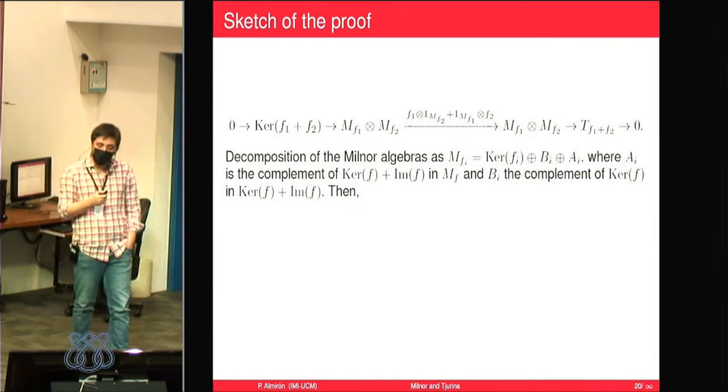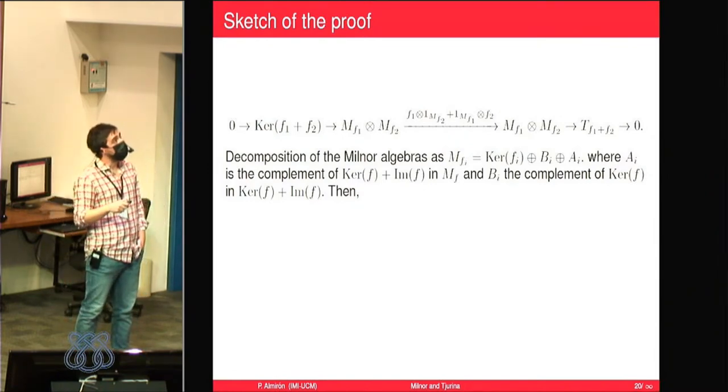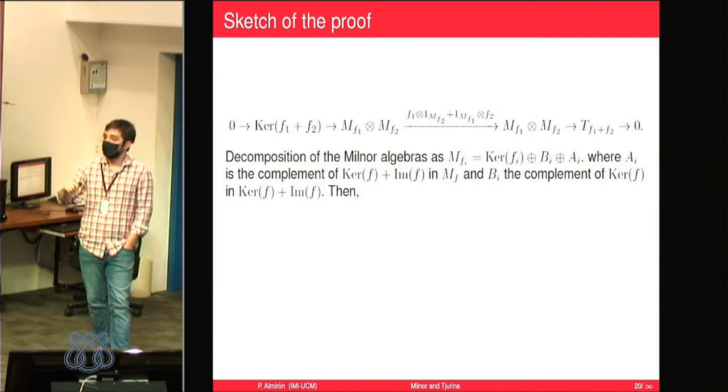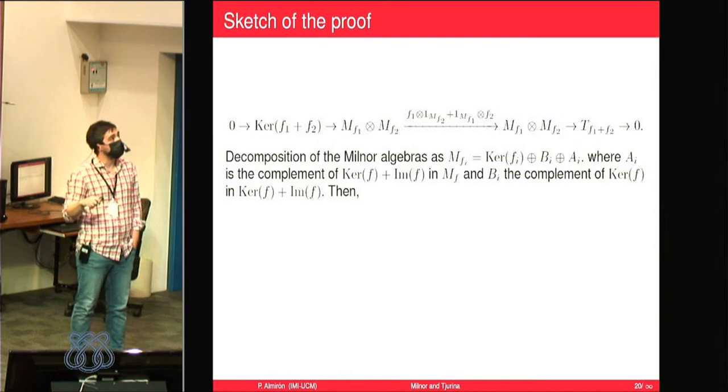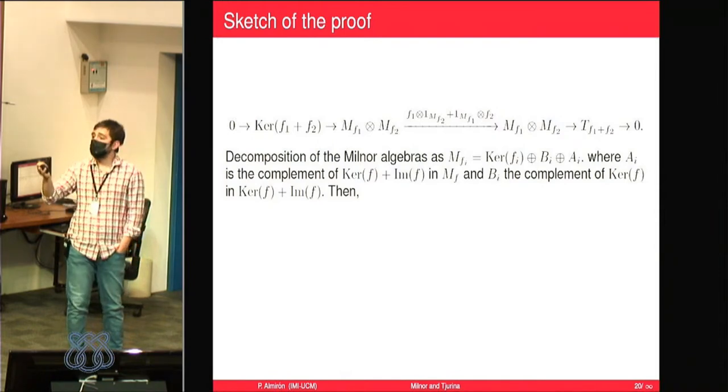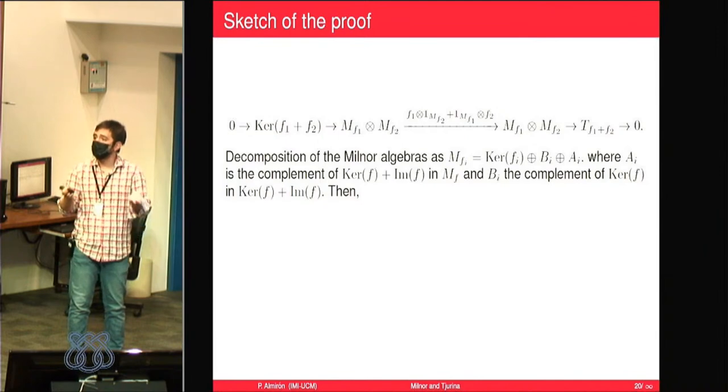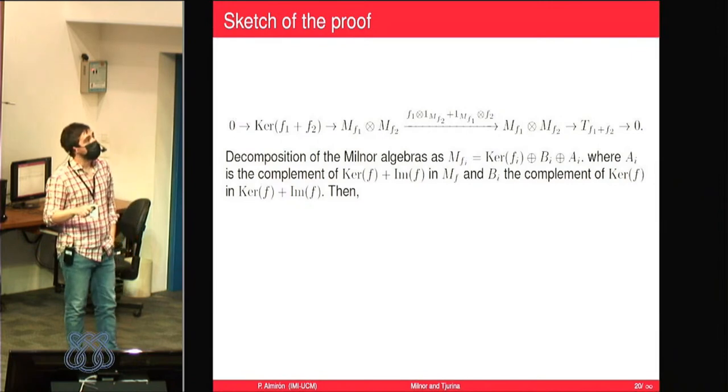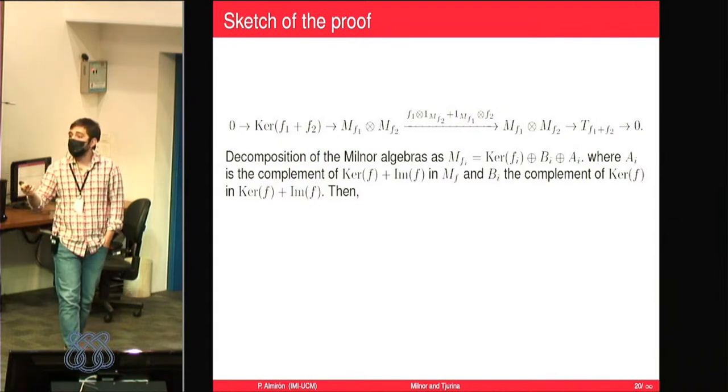The problem is that the sum of the kernel and image here is not a direct sum. So essentially we want to describe this sum, this space, as a direct sum. Recall that we are always working with C vector spaces. So essentially, this is fancy linear algebra. And then we have this direct sum decomposition of this space. And now this is the remaining part in the Milnor algebra.